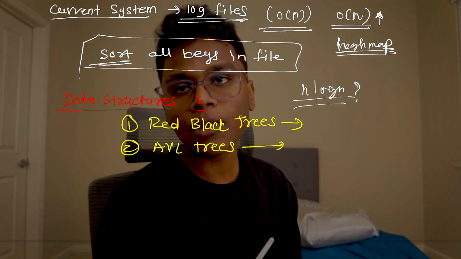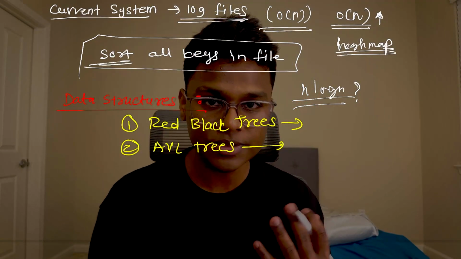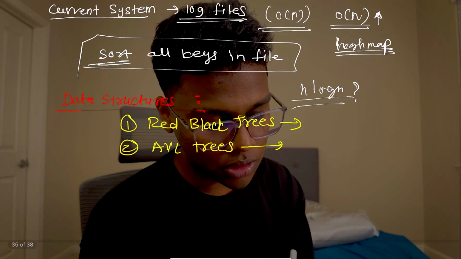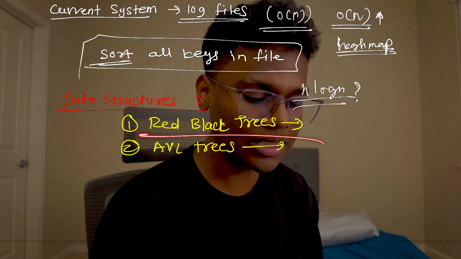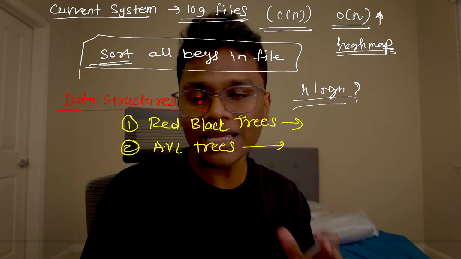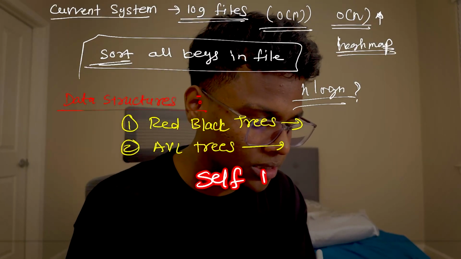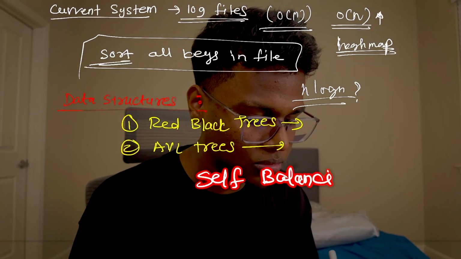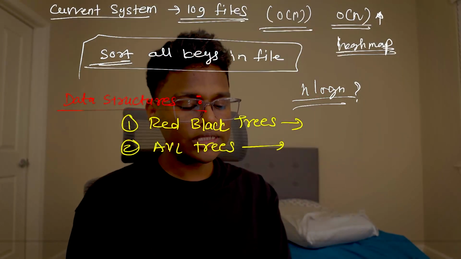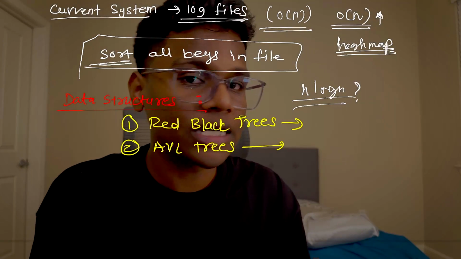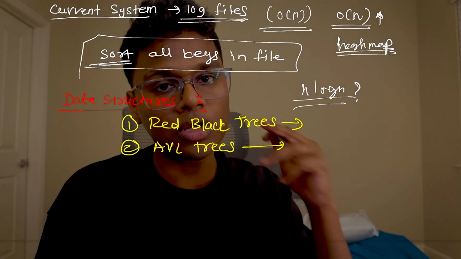trees. Okay, so for lookups, for finding any value, both of these trees get used. AVL trees are much faster than red black trees, but the key advantage of both of these trees is that they are self-balancing trees. Okay, so these two trees are self-balancing trees. What self-balancing trees are and everything else you will get to know from Kunal Kushwaha's video.